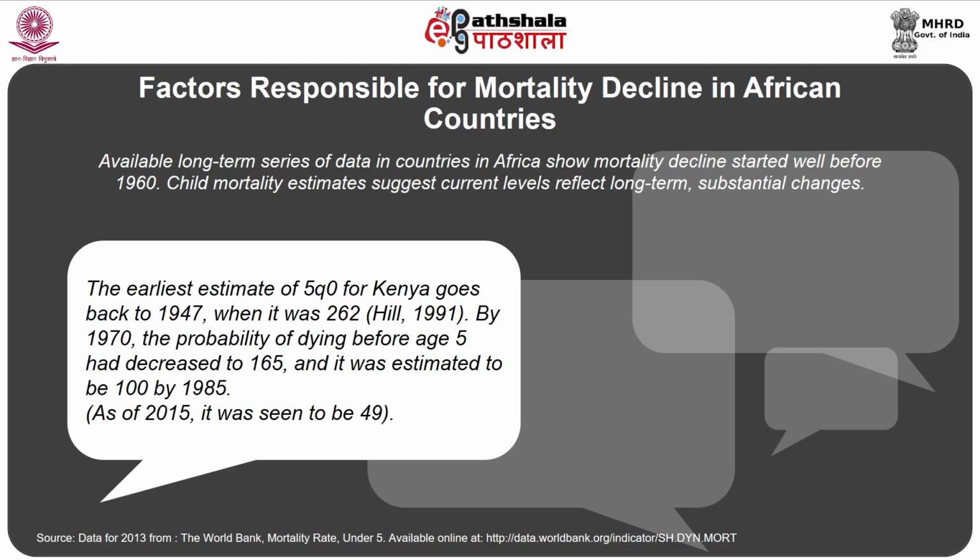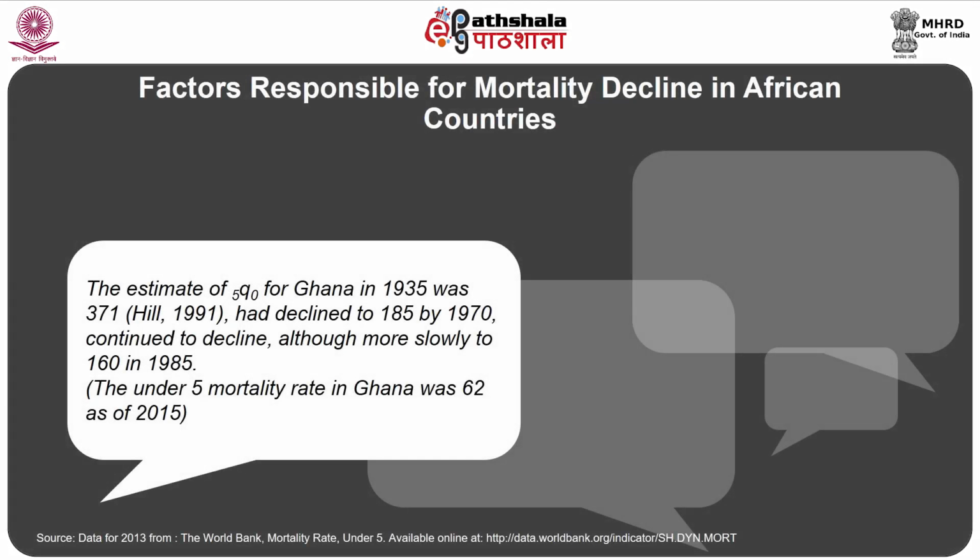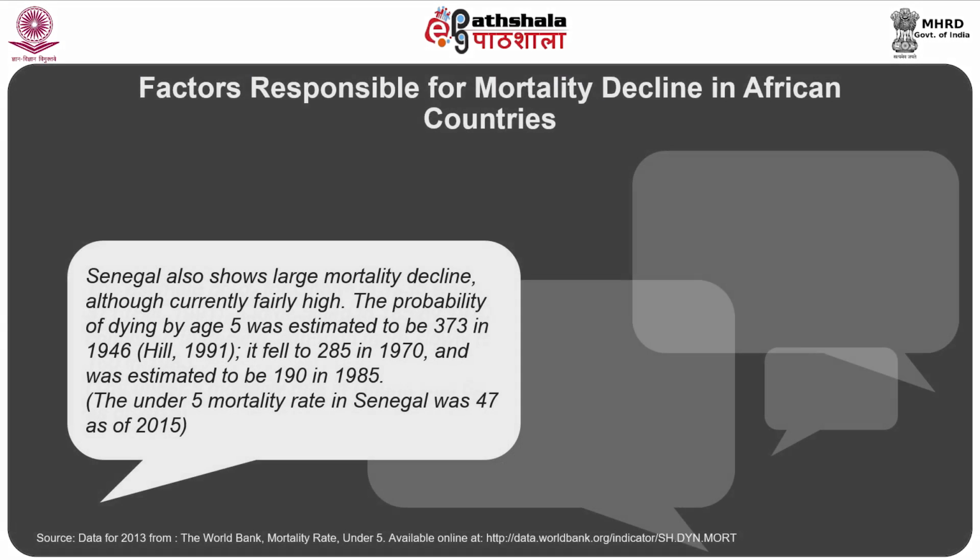The estimate of 5q0 for Ghana, for instance, in 1935 was as high as 371, as brought out by Hill 1991, and it has further declined to 185 by 1970 and continued to decline, although more slowly, and it has come to 160 in 1985. Senegal, another African country, also shows a large decrease in mortality, although the current levels remain fairly high.